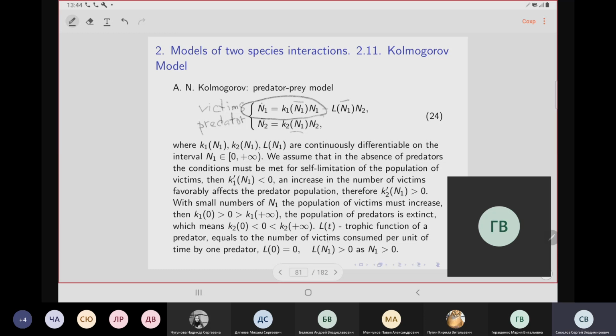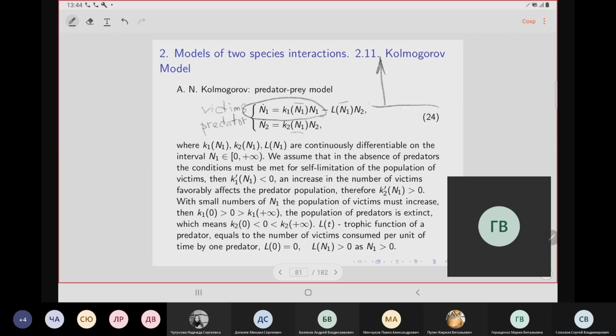Let's try to draw a plot of the function K1. N1 and K1. The first question. So K1 from 0 to positive infinity. And what is the sign of K1 of 0? How do you think? Should K1 be positive or negative? Or maybe K1 of 0 is 0.